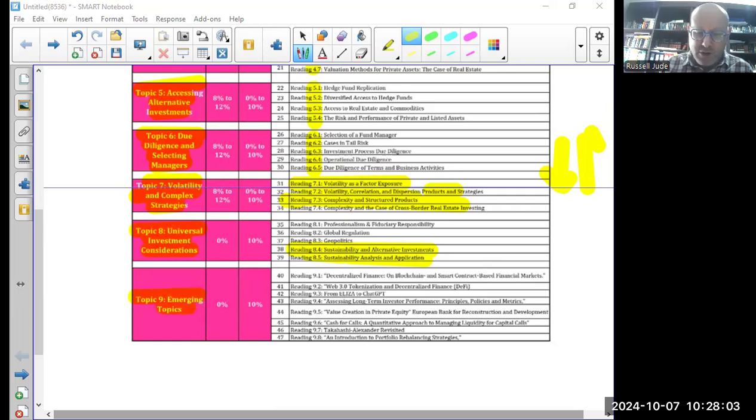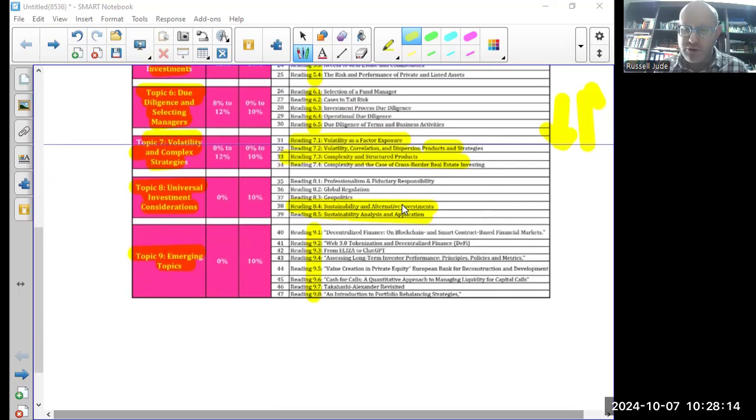Topic 9, emerging topics. We know with topic 9, there are 8 readings every year. Normally either 2 or 3 come in and 2 or 3 go out. This year, only 2 changed. What are the 2 that changed? We've gone from Eliza to ChatGPT. I'm sure everyone's excited, everyone works with ChatGPT. That's one of the new readings, ChatGPT. And one of the other models, Takashi Alexander Revisited, has now come in. Those are your 2 new readings.